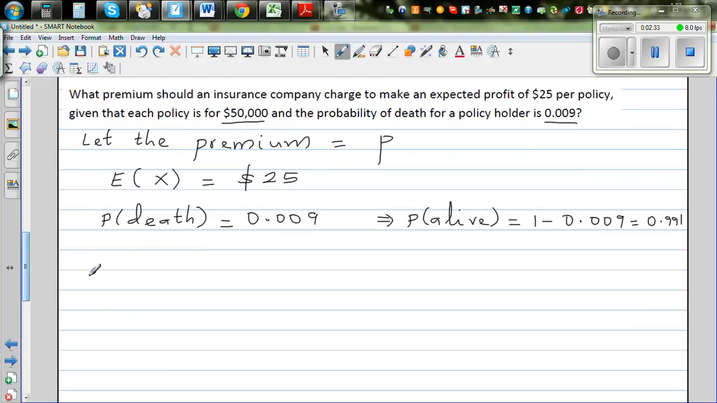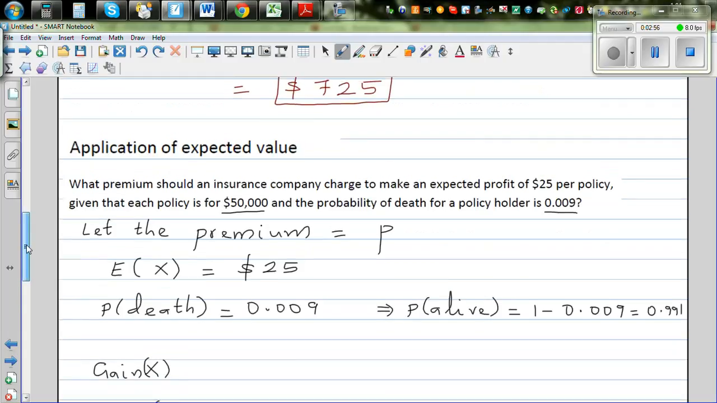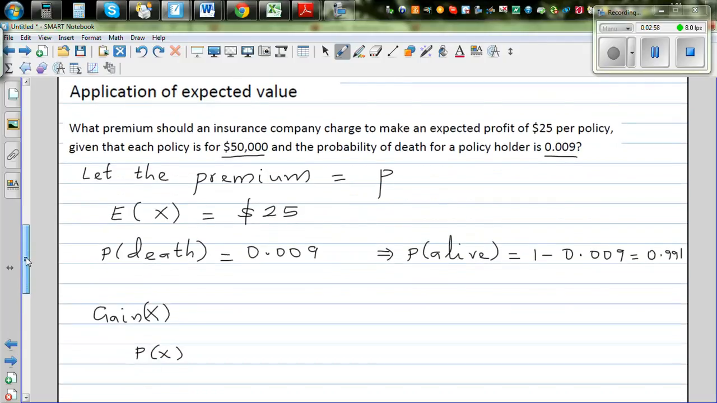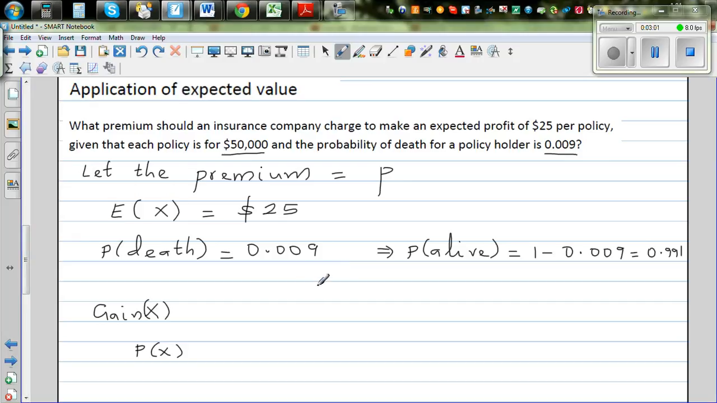Which are the two scenarios? Let us make a table: this is your random variable X, and this is the probability of the random variable. X stands for the gain. We are interested in gain, so gain is your random variable. There are two scenarios for the insurance company: the policyholder is alive, or the policyholder dies. One is alive and the other is death.